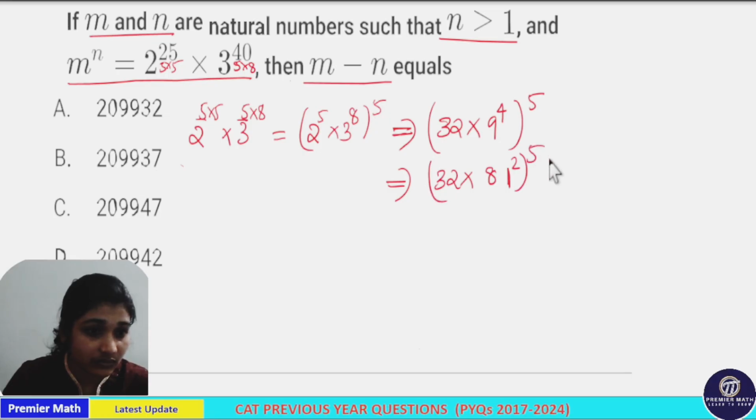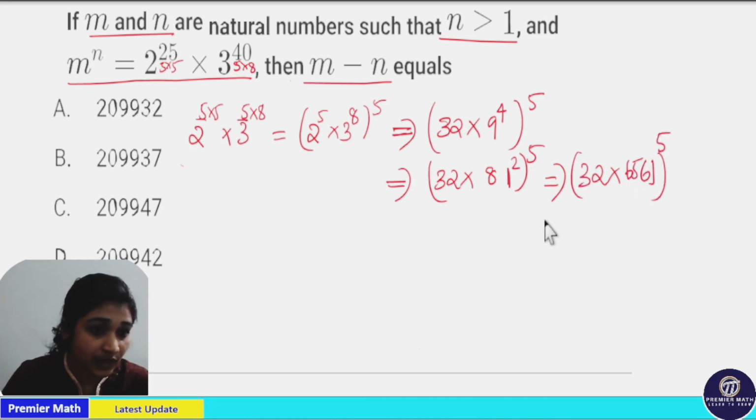Now this will become 32 into 81 square. 1 square is 1, 8 into 1 into 2 is 16, remaining 1, 8 square is 64, 64 plus 1, 65. So 32 into 6561, the whole raised to 5. Now if you multiply it together, you will get 209952, the whole raised to 5.